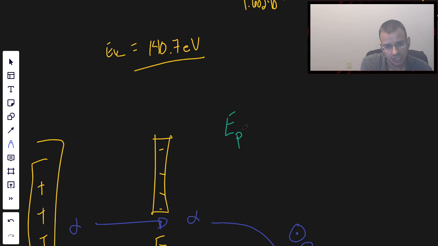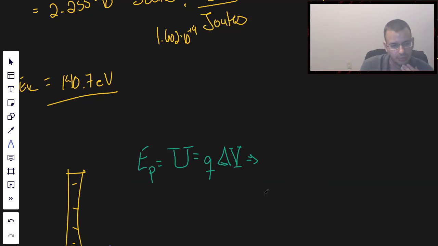potential energy, sometimes written as big U, is Q. I'm going to write this as delta V. Voltage is always a difference, so the delta is kind of redundant, but I like to put it there anyway just to remind myself. So delta V, our voltage, is going to be the potential energy over the charge.